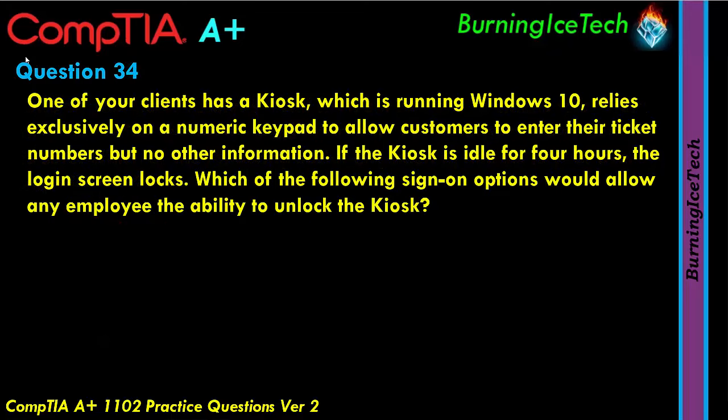Question 54. One of your clients has a kiosk, which is running Windows 10. It relies exclusively on a numeric keypad to allow customers to enter their ticket numbers, but no other information. Alright, so there's a kiosk. They only have a numeric keypad, which means they can only type from 0 to 9. And at most, they might be lucky enough to be able to type the star key and the pound key. So they can't type any letters, anything of the alphabet. They don't have a keyboard, it's just a numeric keypad.